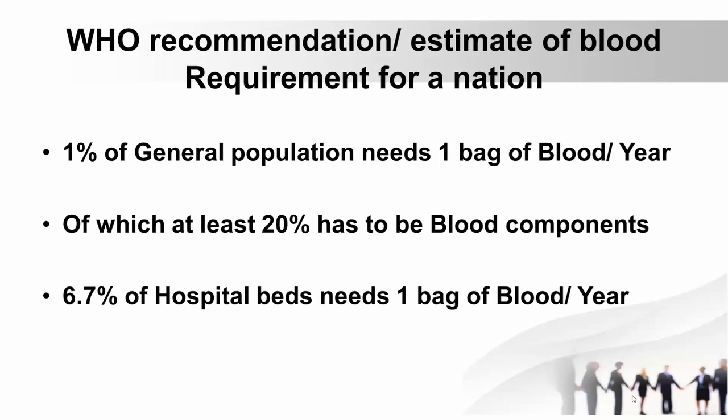6.7% of hospital beds need 1 bag of blood per year. For example, in a health facility or a certain tertiary hospital with a bed capacity of 1,000, 6.7% of beds need 1 bag of blood every year. 1,000 times 360 times 6.7. Imagine the amount of blood which is needed in that particular health facility.